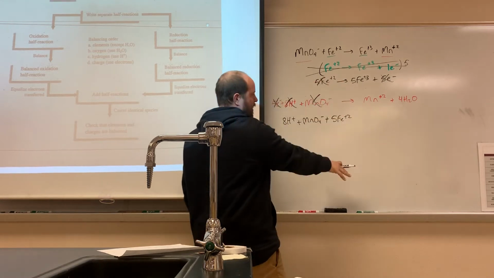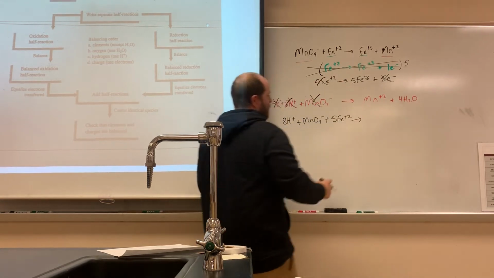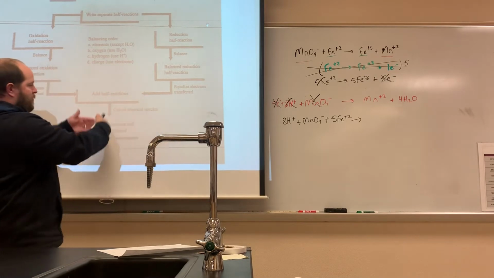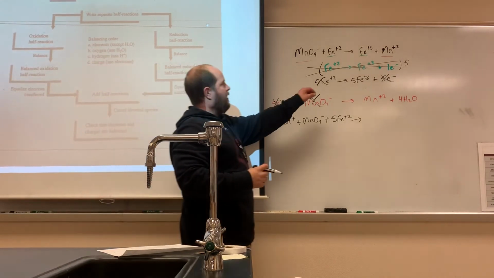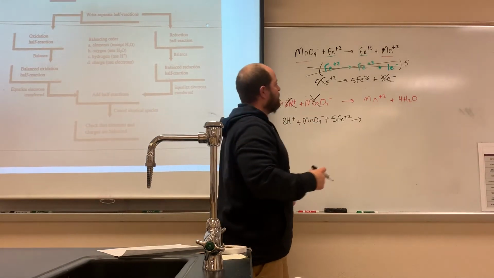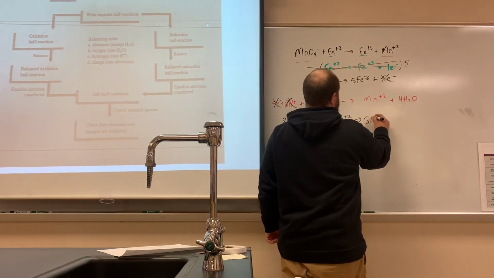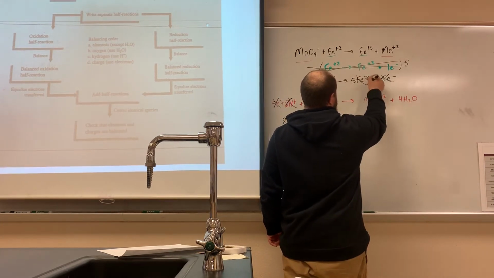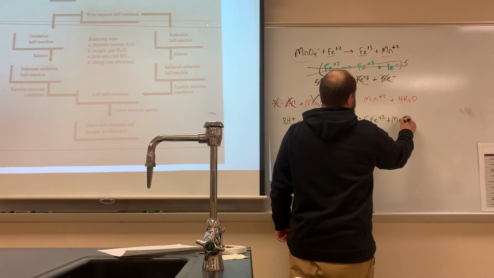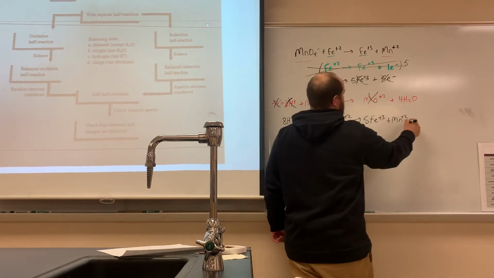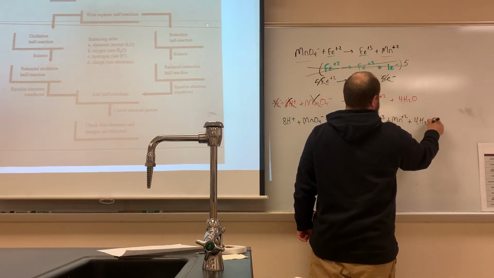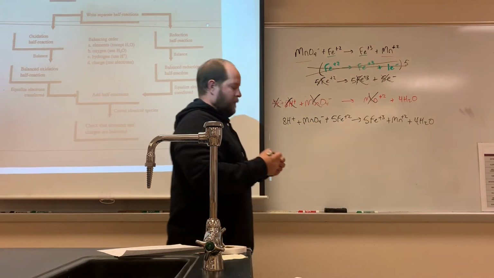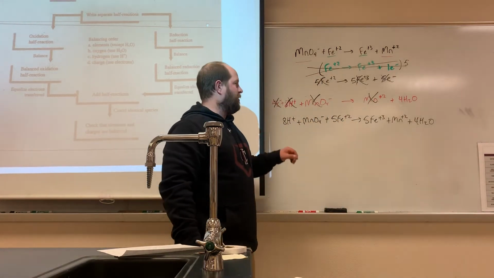So I'm basically adding this back together. What you're doing is you're recombining those 2 half reactions. So I'm adding this to this, okay? So then I got 5Fe plus 3 plus the Mn plus 2 plus the 4 H2Os. All right, and if you were to go through and double check it, you'd see it works out.